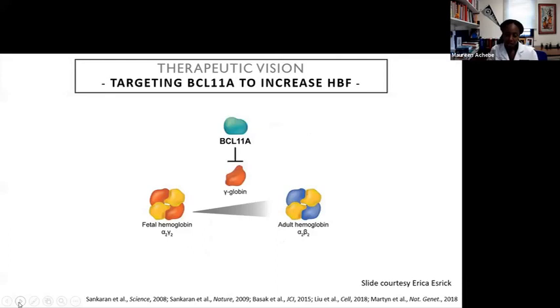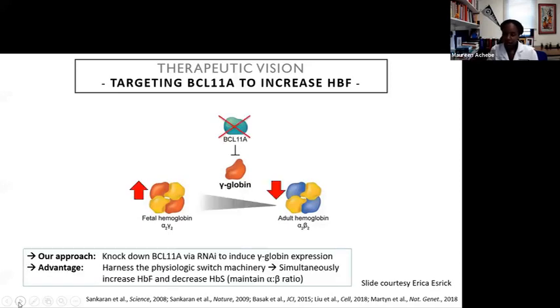BCL11A is the best known repressor of fetal hemoglobin production, so it allows for that switch to adult hemoglobin. But as you know, the sickle mutation does not affect fetal hemoglobin and only shows up when we switch from fetal to adult hemoglobin. So in our program, we are trying to downregulate BCL11A to allow induction of fetal hemoglobin at the expense of sickle hemoglobin.